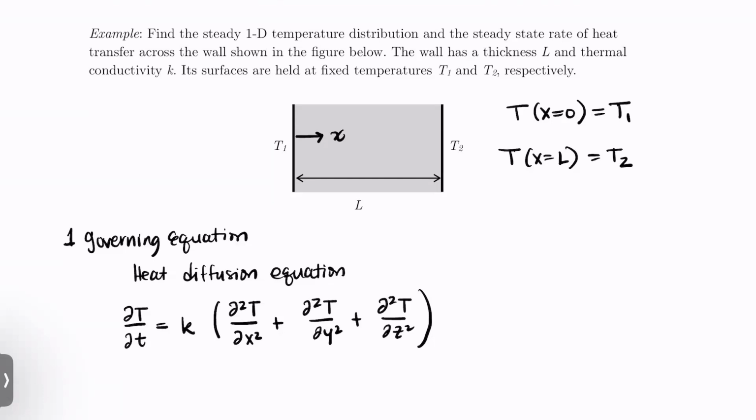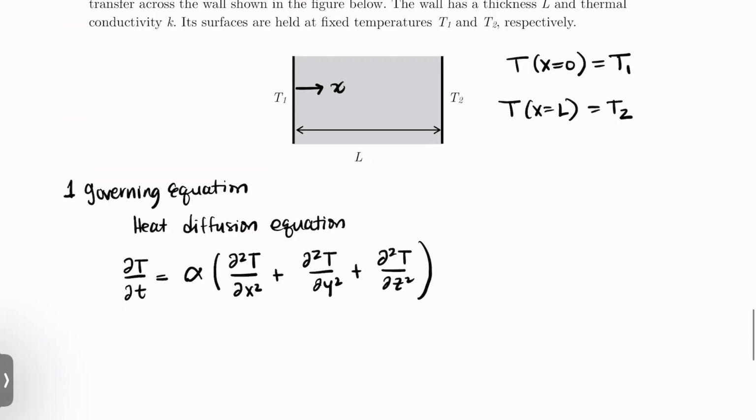And this should not be K, this is alpha. Okay, so now let's write down our assumptions. All right, I am going to assume that this is steady.